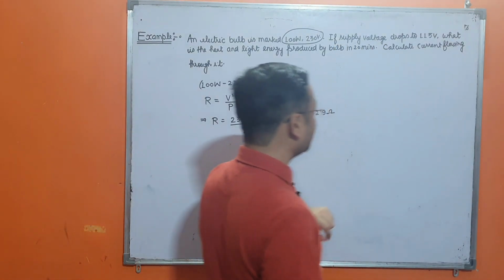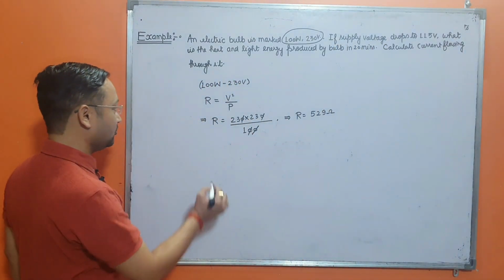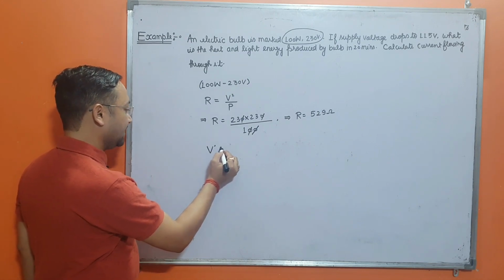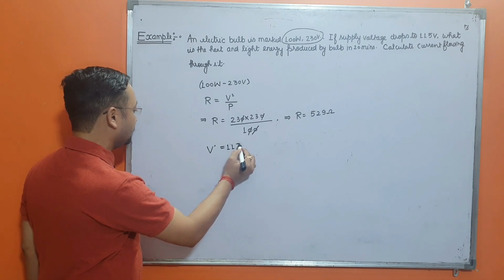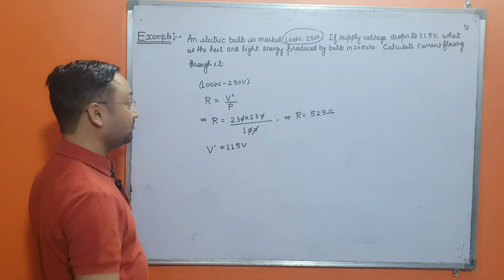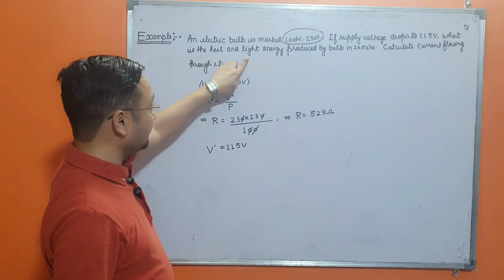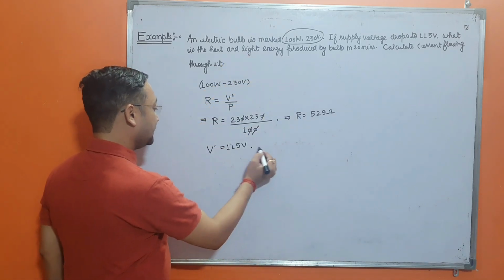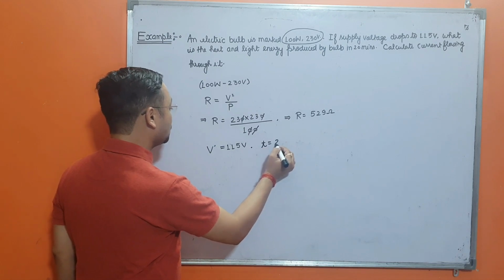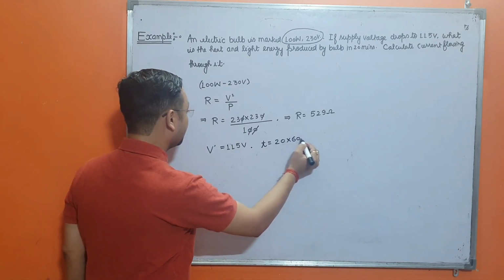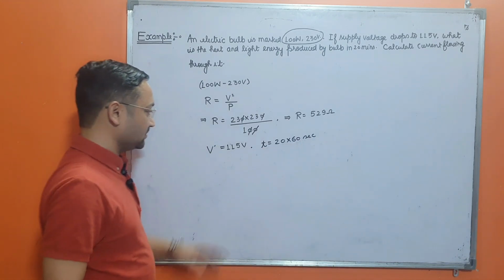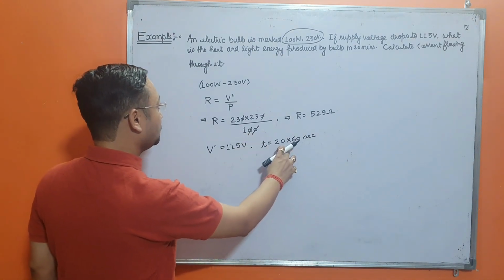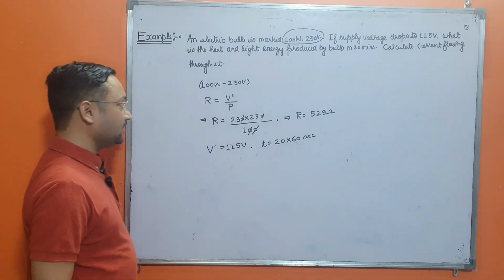If the supply voltage drops to 115 volt, so now beta, let the supply voltage be V dash and it becomes 115 volt. What is the heat and light energy produced by the bulb in 20 minutes? And time is given, T is equal to 20 into 60. 20 minutes means this in seconds. This will be 20 into 60, the time in seconds.